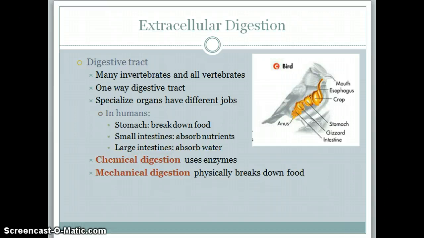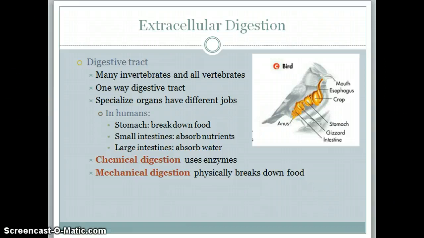Generally, more complex animals have two digestive openings instead of just one like a jellyfish. All vertebrates and many invertebrates have a digestive tract. This is a one-way digestive system where food enters the mouth, passes through a series of specialized organs, and then waste products pass through a second opening at the end of the digestive system. A one-way digestive system is advantageous to animals because it allows their digestive organs to have specialized jobs.